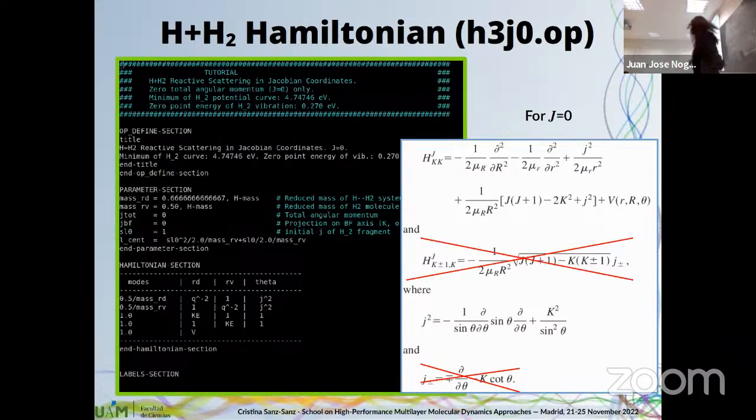So the first part of the Hamiltonian is something that defines... So the first section is basically a title. Okay, which you say, okay, I'm going to study the reactive scattering in Jacobi coordinates for J equals 0, and so on, and end title section. You can include several other things, but fine.